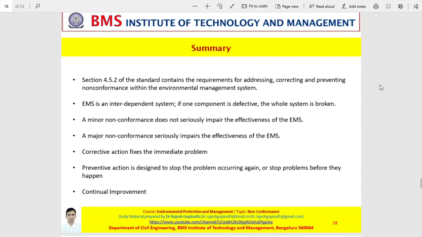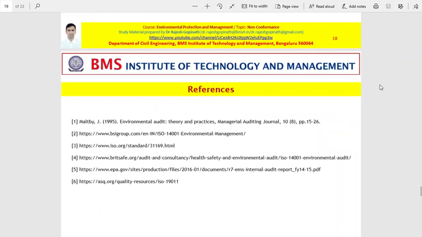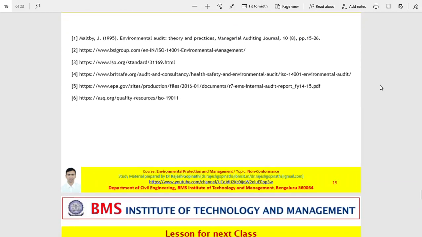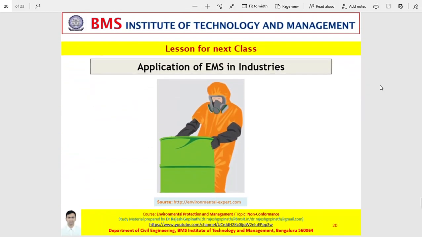Slide 19. These are a few of the references that have gone through. You may also look into this for your kind perusal. My dear students, for the next class, we shall talk about the application of environmental management system in varying industries.